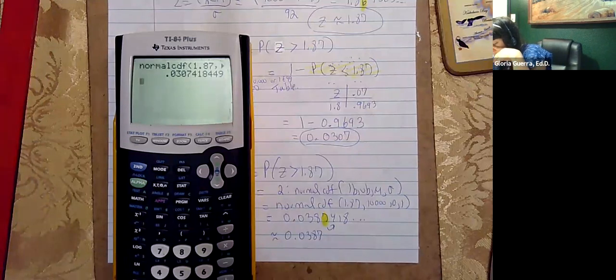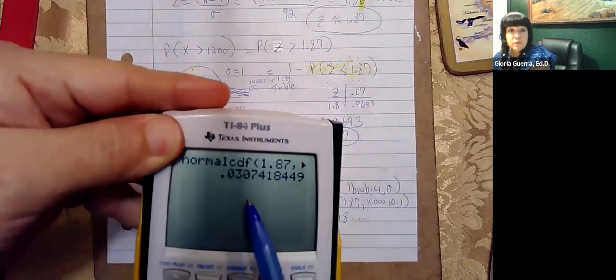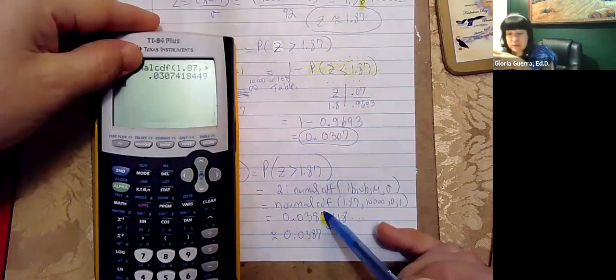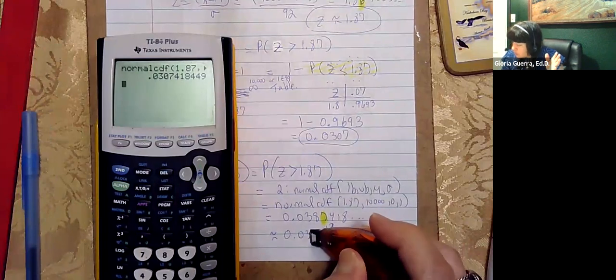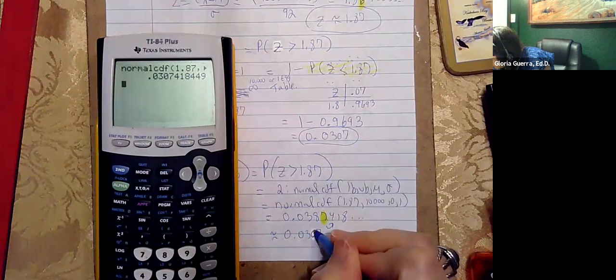Oh, and I wrote that down wrong. I'm sorry, it's just 0.0307. Yeah, I saw this and thought, why isn't it the same? Majority of the time it's the same. Sometimes it might be off by just one digit at the end. But yeah, I just copied it down wrong.